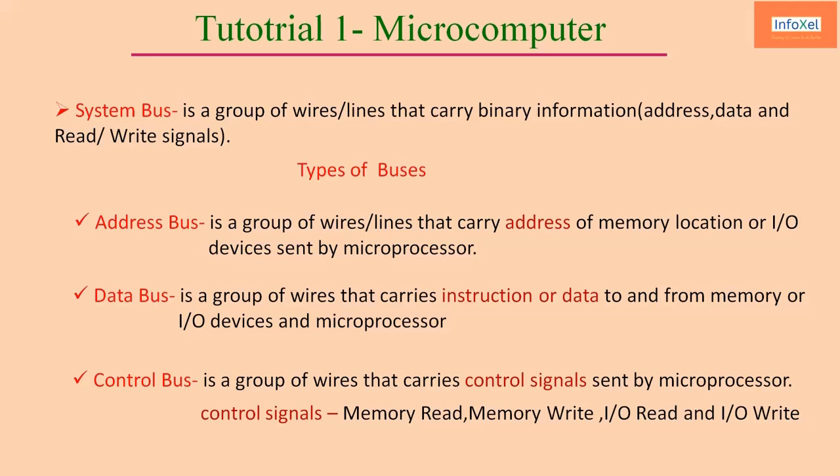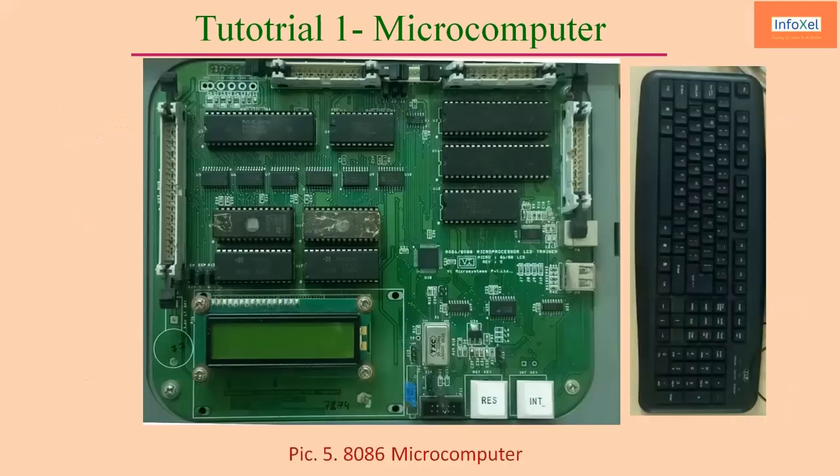Memory read control signals, memory write control signals. Memory read control signal is used to read data from the memory. Memory write control signal is used to write data to a memory. Similarly, IO read control signal is used to read data from the input device. And finally, IO write control signal is used to write data to the output device such as a printer. We will move on to the next one.